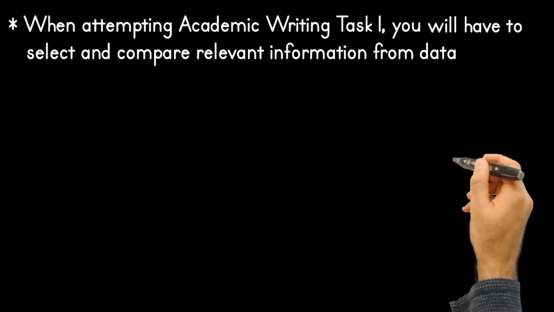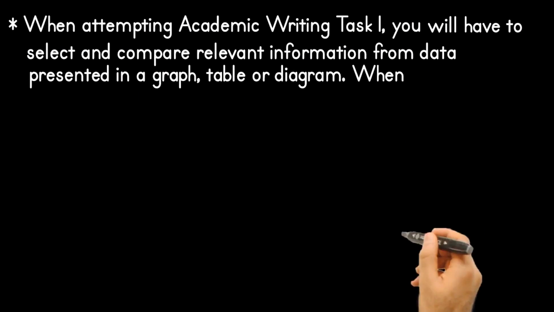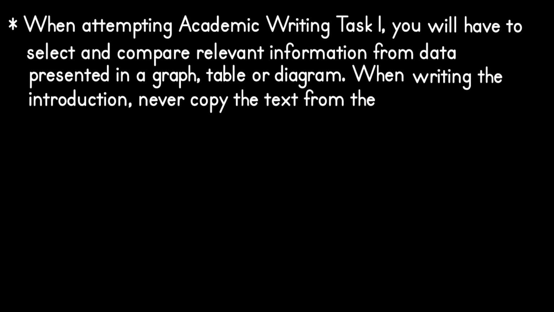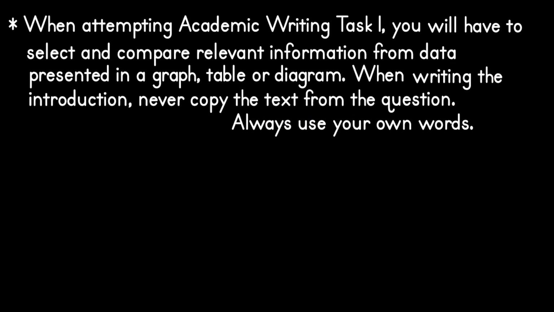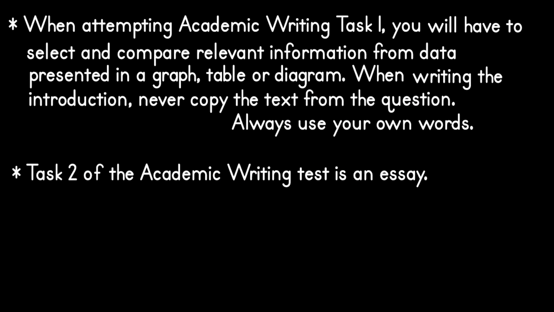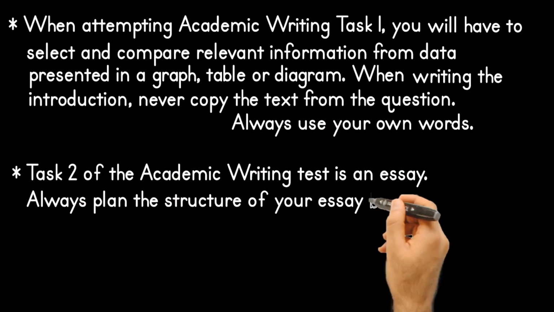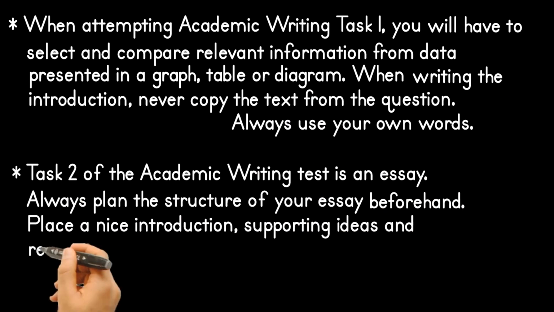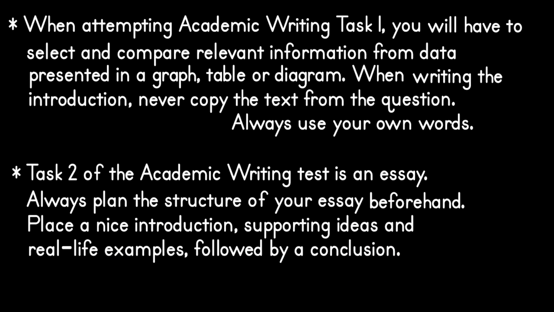When attempting academic writing Task 1, you will have to select and compare relevant information from data presented in a graph, table or diagram. When writing the introduction, never copy the text from the question. Always use your own words. Task 2 of the academic writing test is an essay. Always plan the structure of your essay beforehand. Place a nice introduction, supporting ideas and real-life examples, followed by a conclusion.